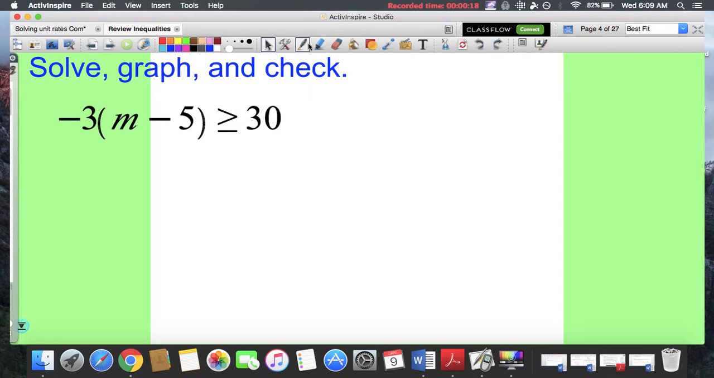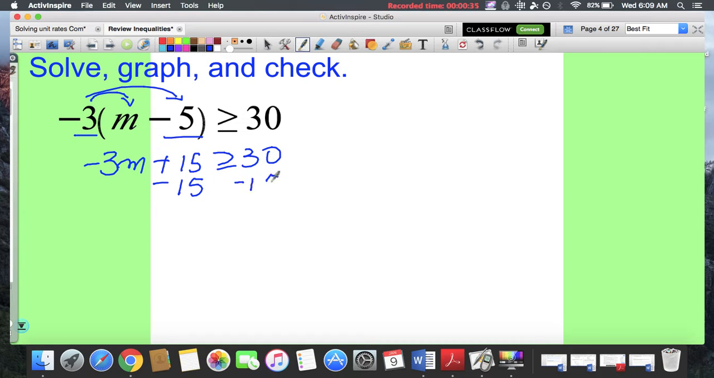So here we have to do the distributive property, right? So negative 3 times n is negative 3m. So negative times a negative, so that's 15 greater or equal to 30. We can do minus 15 here, minus 15 here. And then 30 minus 15 is 15. 15 plus 15 and minus 15 equal adios.